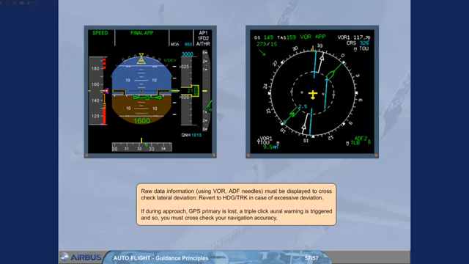Raw data information using VOR, ADF needles must be displayed to cross-check lateral deviation. Revert to heading track in case of excessive deviation. If during approach GPS primary is lost, a triple click oral warning is triggered, and so you must cross-check your navigation accuracy.